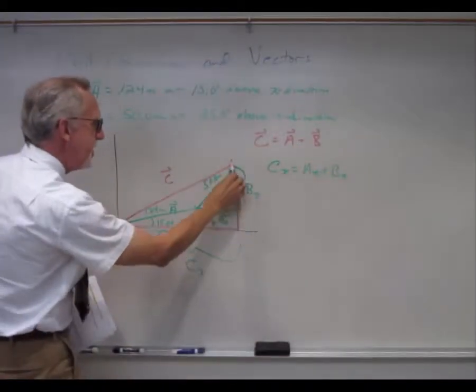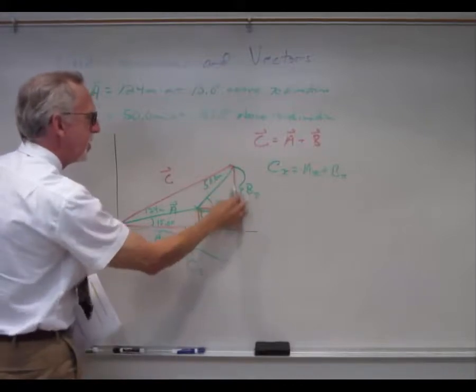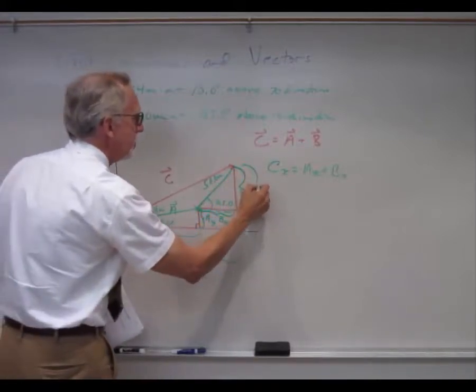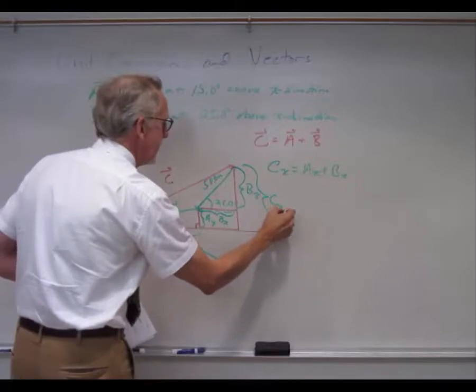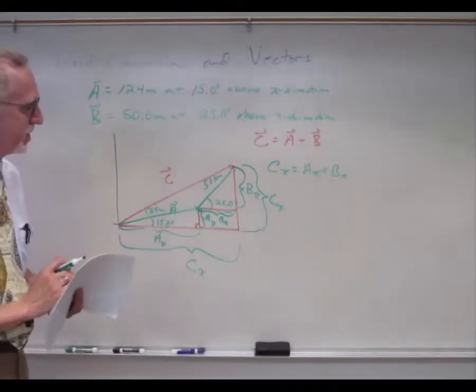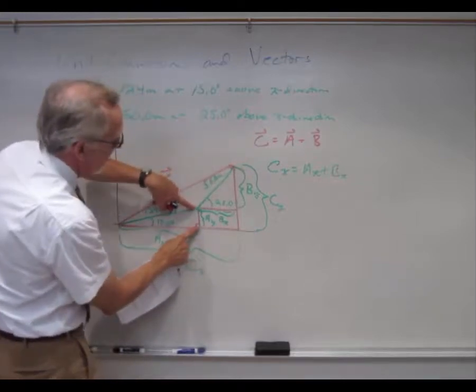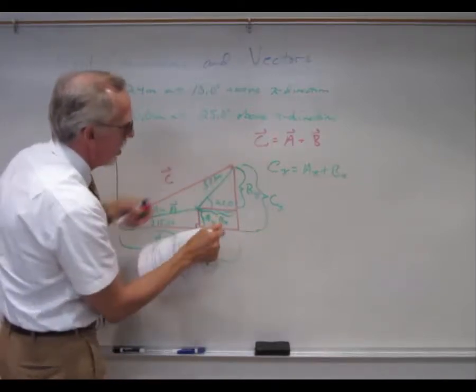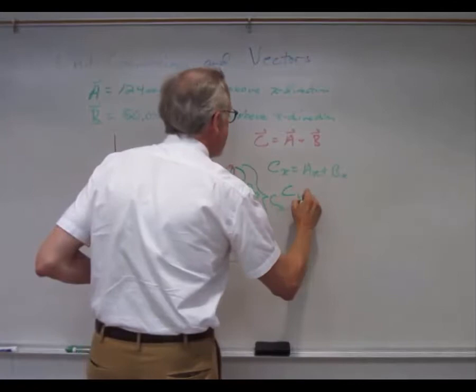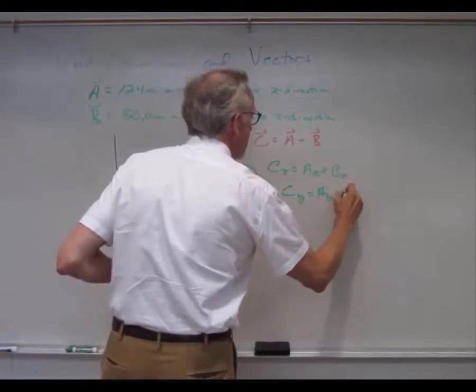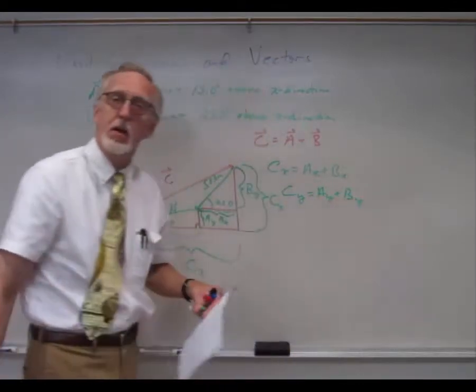And notice that this side is the part of C in the y direction. So this is C sub y, the y component of C. And we notice that C sub y is A sub y plus B sub y. So C sub y equals Ay plus By.